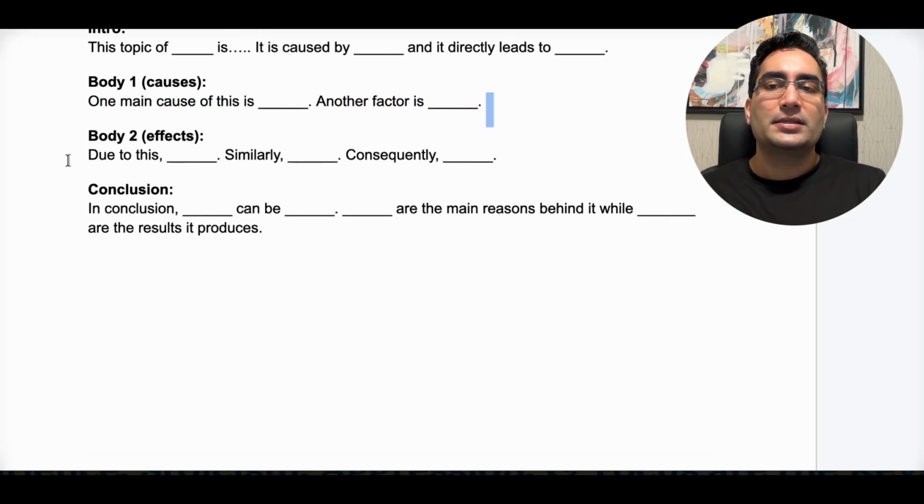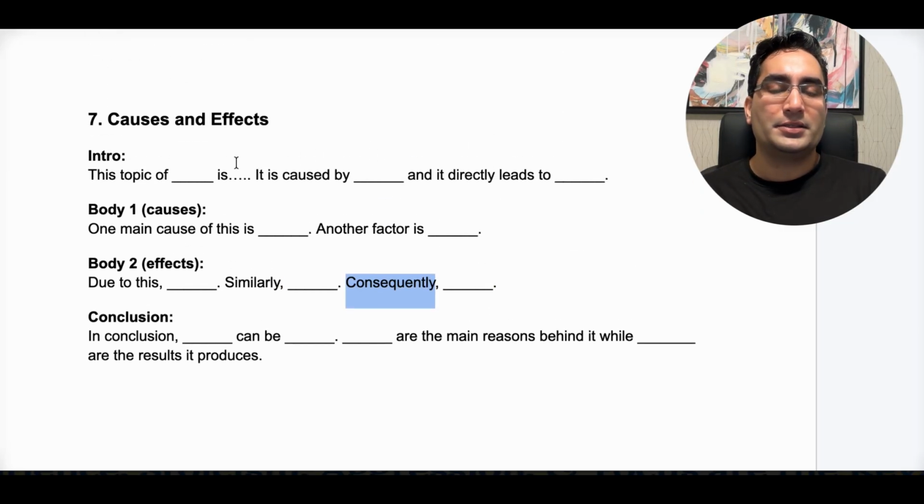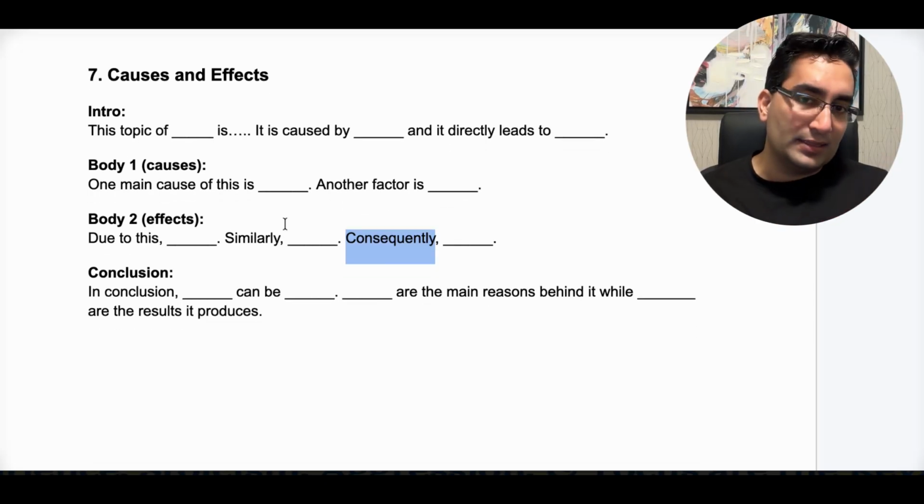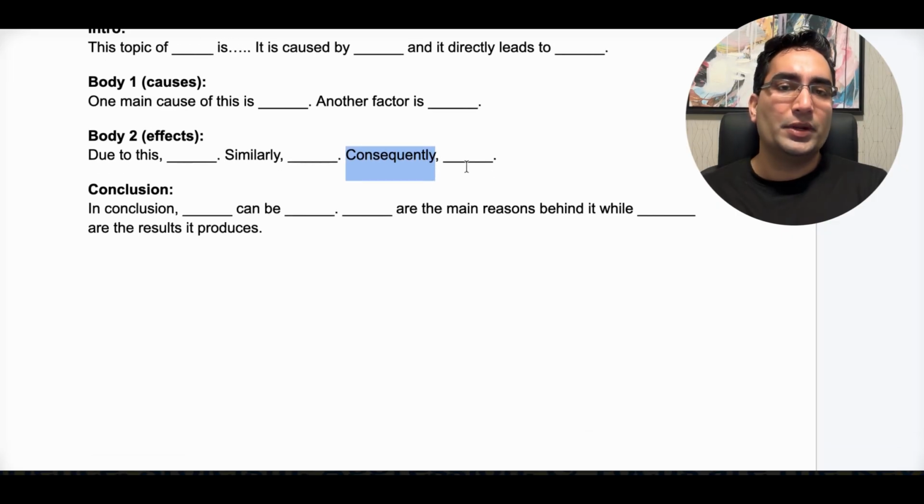Body 2 is going to be effects. Due to this, and here you put the first effect. And this starts nicely with due to this because it's like because of this, the result is this. This is where you mention the first result. Similarly, an adverb and a good connector, which is academic, you mention the next effect here. Consequently, wraps up the paragraph. And why I like this in causes and effects is because consequently is very synonymous with the next thing is. So that fits perfectly as a concluding word here instead of something too rigid like therefore.